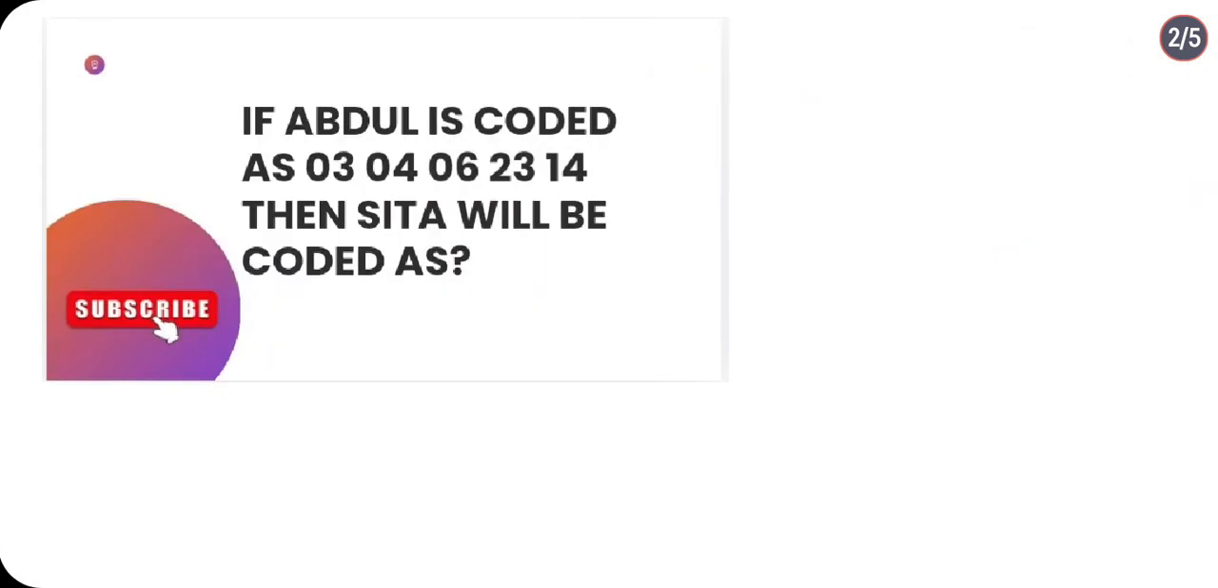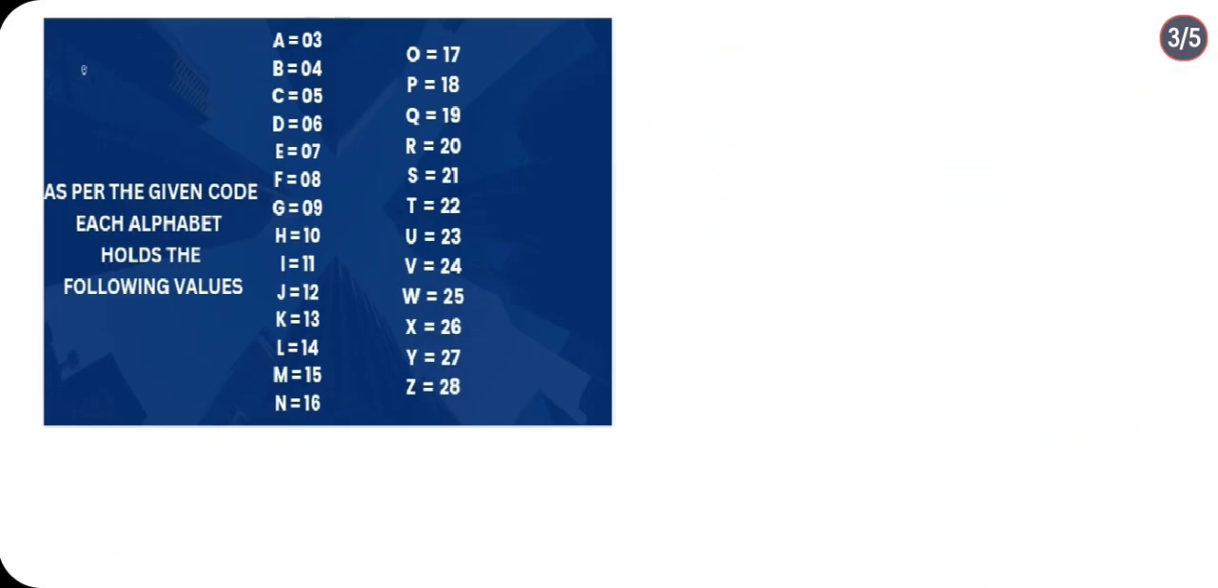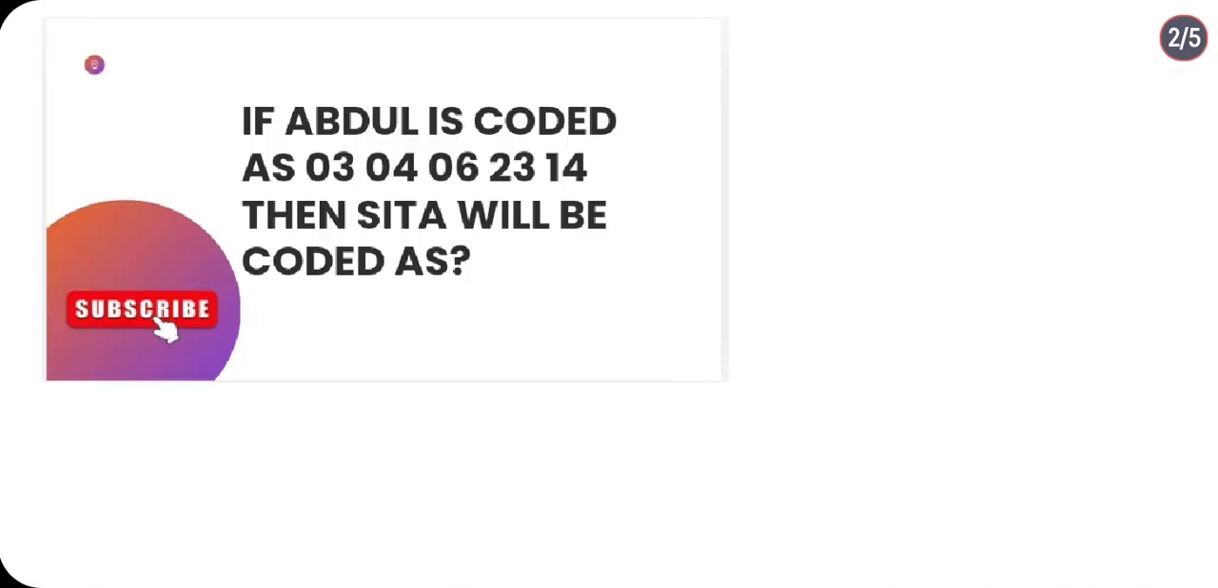Now we are going to see the third question of TNPSC Aptitude. If Abdul is coded as 0304062314, then Sita will be coded as, so this is your third question of your aptitude. Now Abdul: A, B, D, U, L, right? Totally 5 letters.